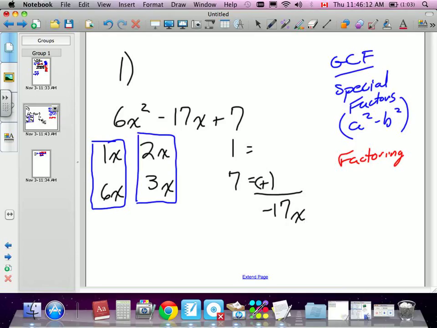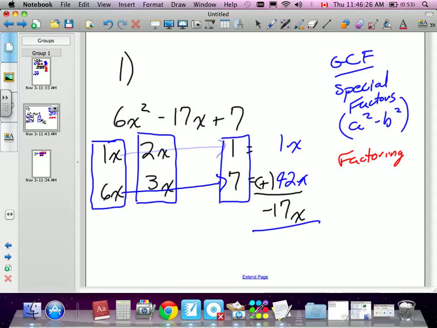We're going to go trial and error. We're going to multiply first. 1x times 1, 6x times 7 is going to give us 1x and 42x. Any combination of that going to make 17x? No. Okay, let's go across. 1x times 7, 6x times 1, we're going to get 6x and 7x. Any combination of that going to make negative 17x?